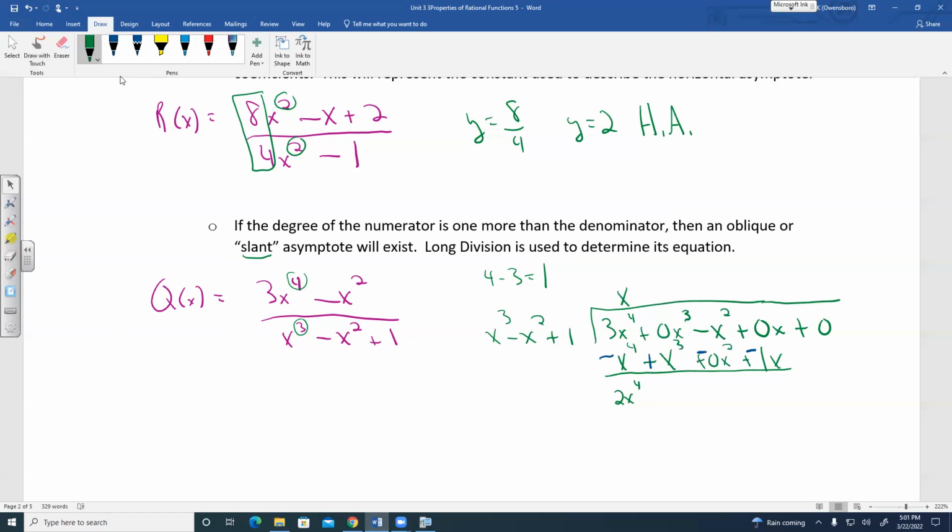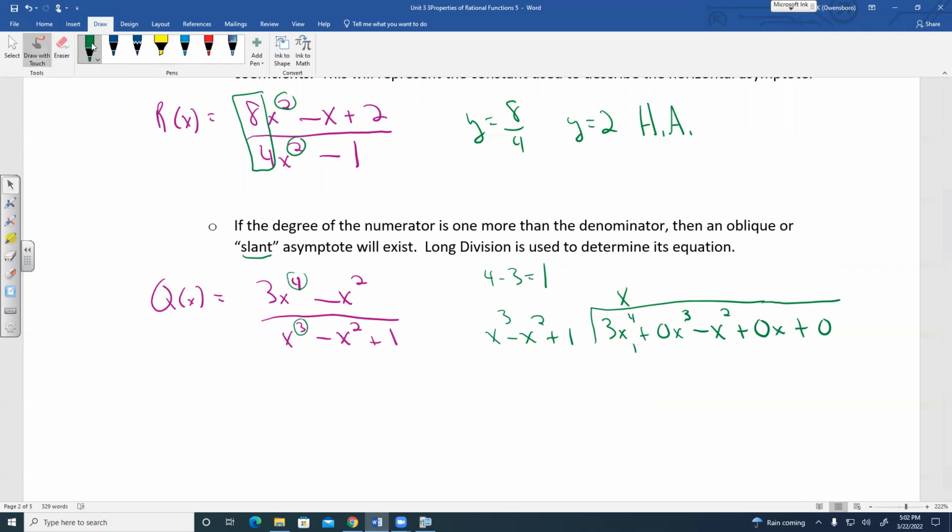Actually, I did that wrong. Scratch all that. Back up here. It's been a while since I've done my long division. Get to see mistakes in action. I want that front term to match. So let's try that again.